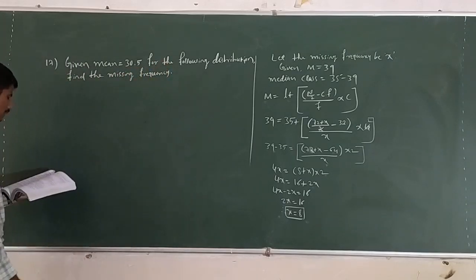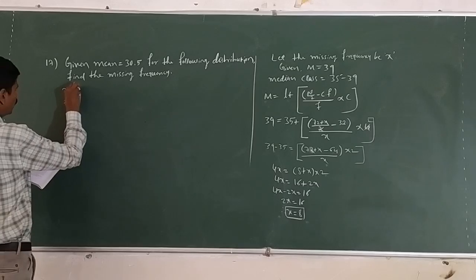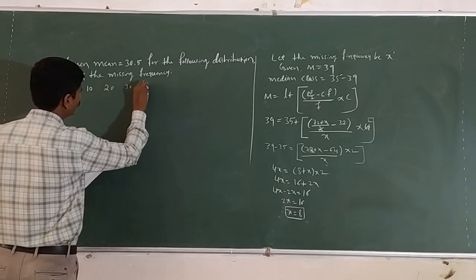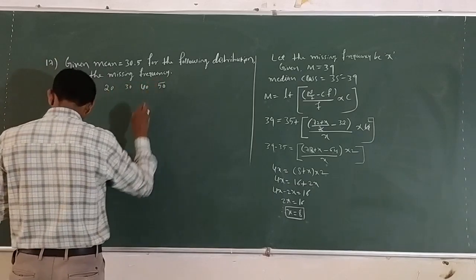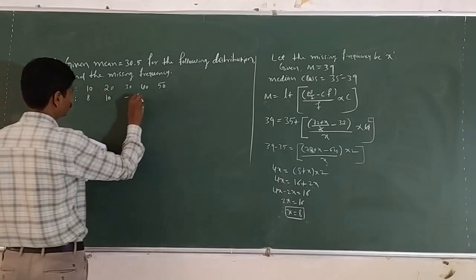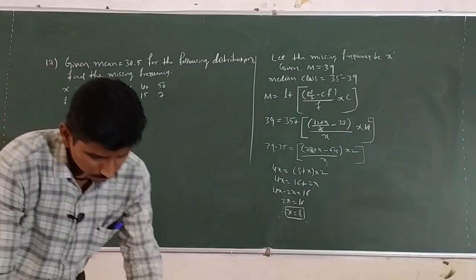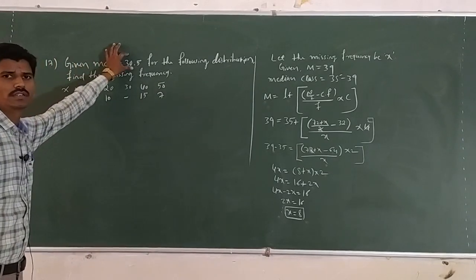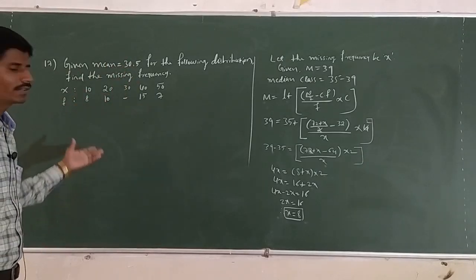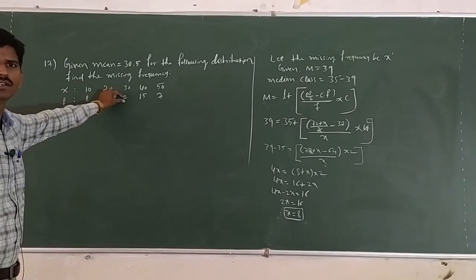Find the missing frequency. Here they are given x and f values. X values 10, 20, 30, 40 and 50. The frequencies are 8, 10, dash, 15 and 7. They are given the mean directly, x bar equal to 30.5. You have to find the missing frequency.